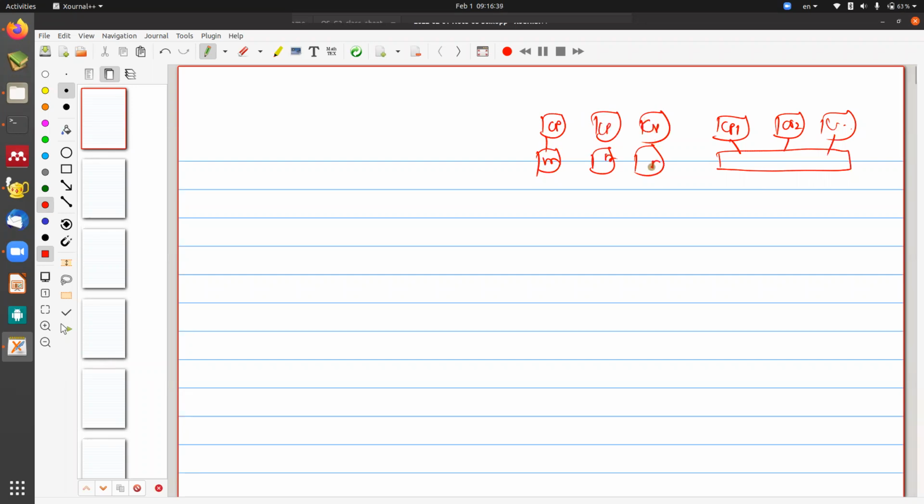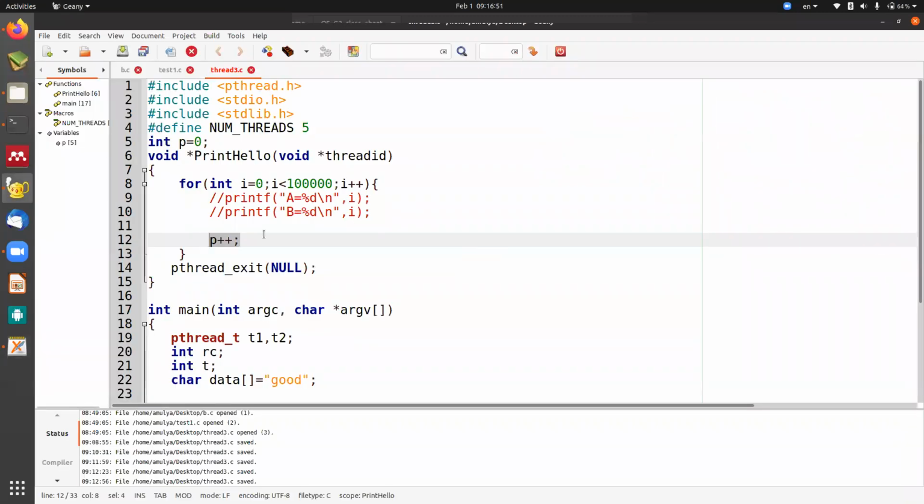Yes. So what is the problem? In this particular case, since everybody is using a single memory, there is a requirement of synchronization. Yes, the same thing is happening in this case. Since my P++ is going to be executed by more than one thread or process, I need synchronization for this. What is the next topic?